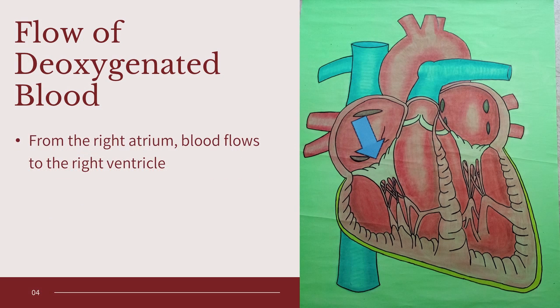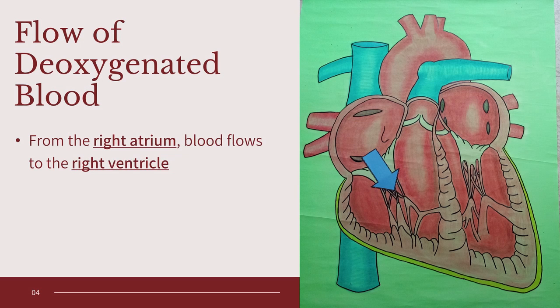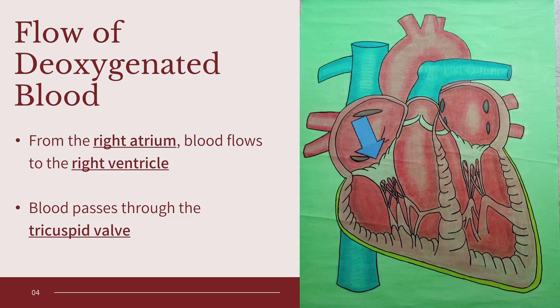In the next part, the blood from the right atrium now enters and flows into the right ventricle. The right atrium contracts and the right ventricle relaxes to allow blood to flow. Also, blood passes through the tricuspid valve in the process. This time, the tricuspid valve is open to allow blood to flow. However, the pulmonary semilunar valve is closed to prevent further flow of blood.